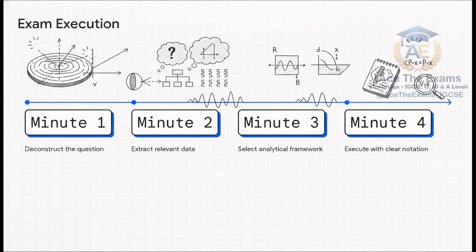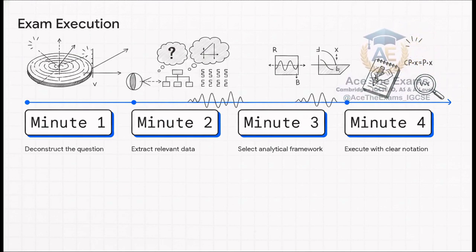Sam lost marks because Sam rushed. You have to follow this timeline. Step 1, deconstruct the question. What is the command word actually asking? Step 2, extract the relevant data from the scenario. Filter out the distractor information. Step 3, select your analytical framework. Are we dealing with reflection, refraction, or diffraction? Pinpoint the exact physics. Step 4, execute with clear notation.